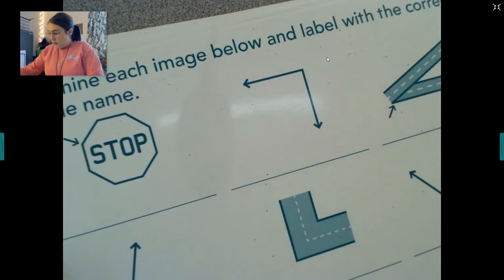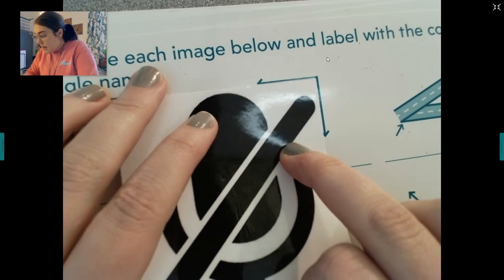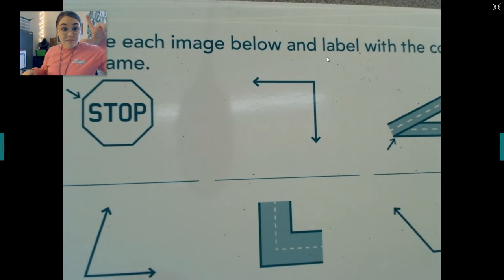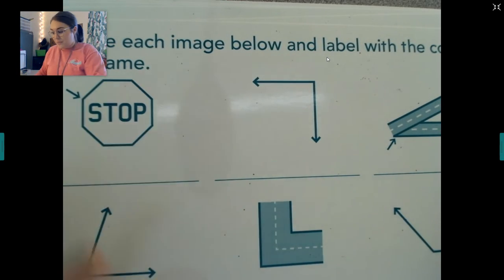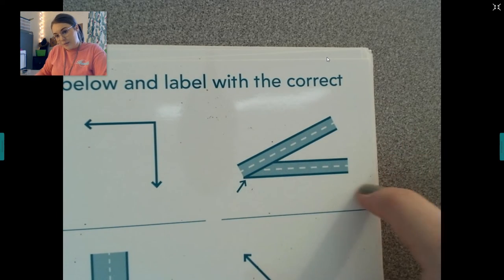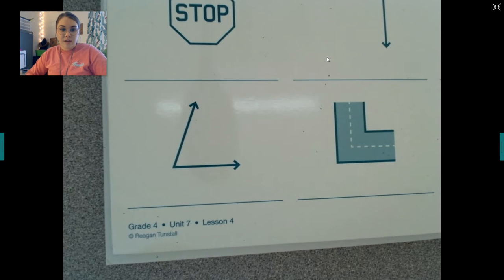What about this one? Can I make an L in the corner? It doesn't have a little square, but can I put a little paper in the corner? Yes, I can. So it is an L. It is a right angle. What about this angle right here? It's so cute. It's acute. So we have obtuse, right, and acute.